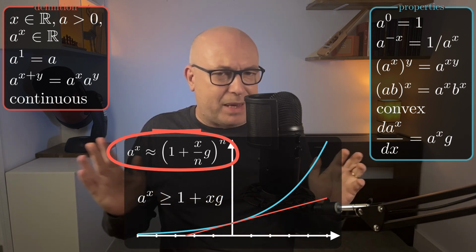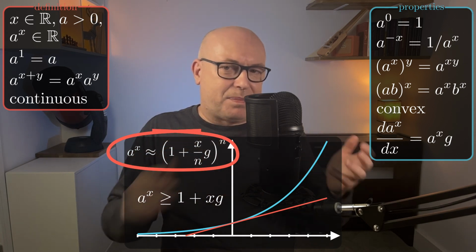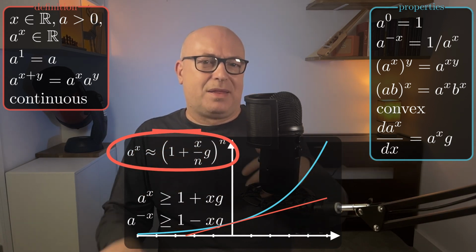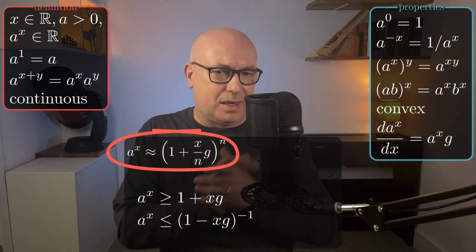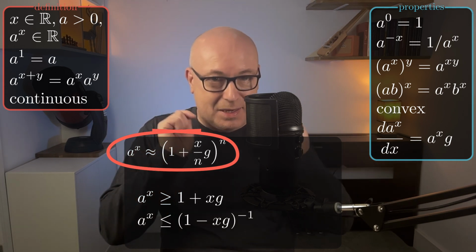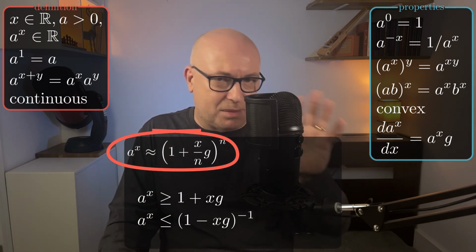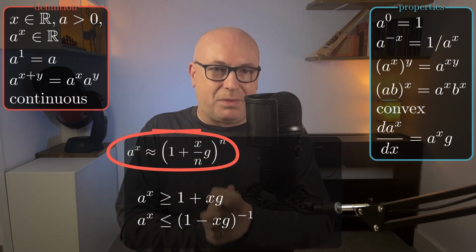And we can also get a bound in the opposite direction. All we have to do is replace x by minus x, then take 1 over each side, which reverses the direction of the inequality. Okay, I'm assuming x is small here, small enough for 1 minus xg to be positive. But yeah, that will be the case.